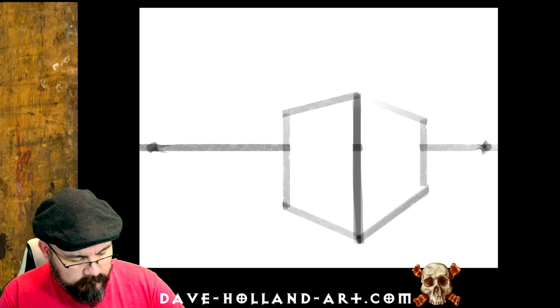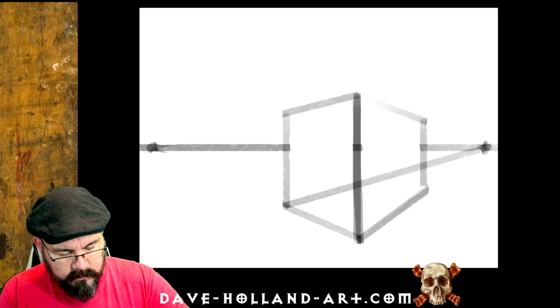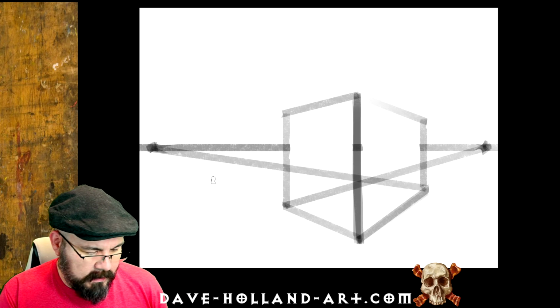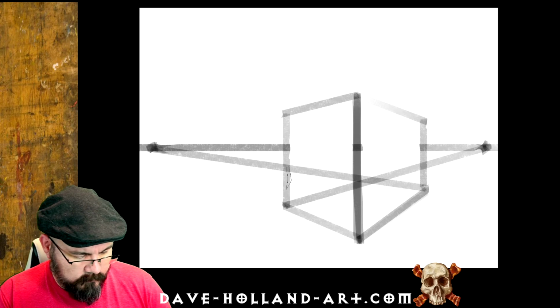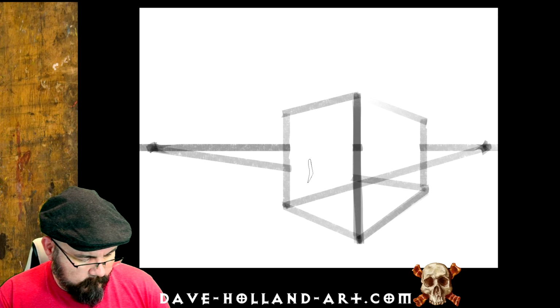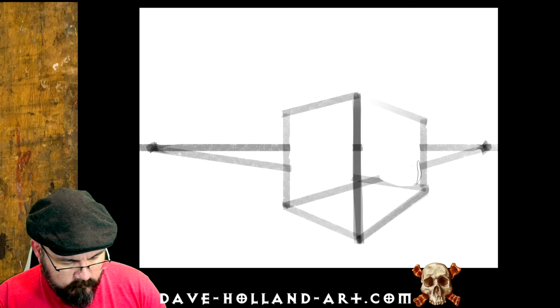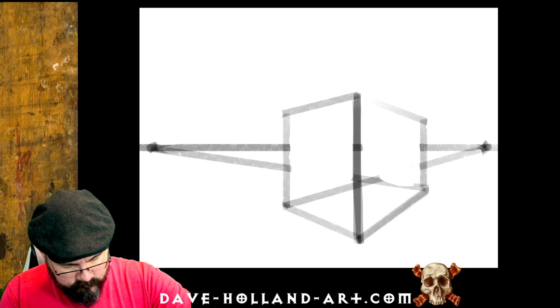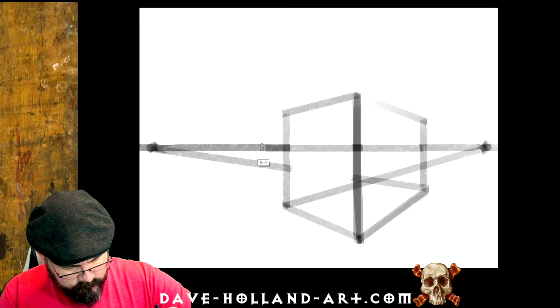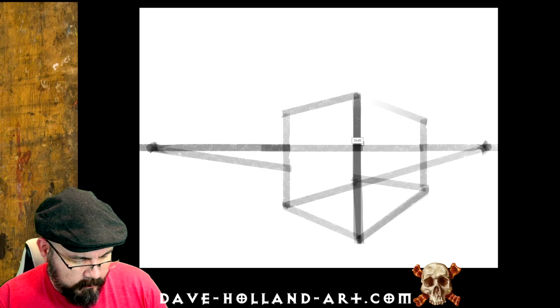But what we could do, if this box was clear, connect that line there, connect that line there, and now we have a very clear, transparent box.